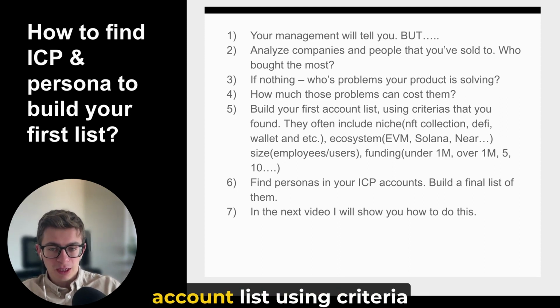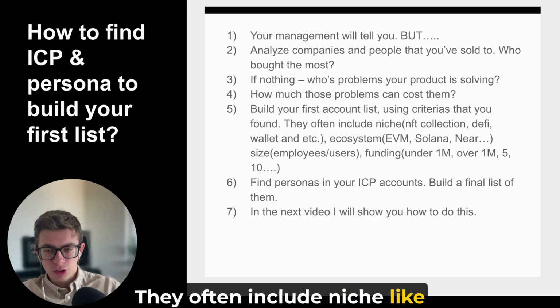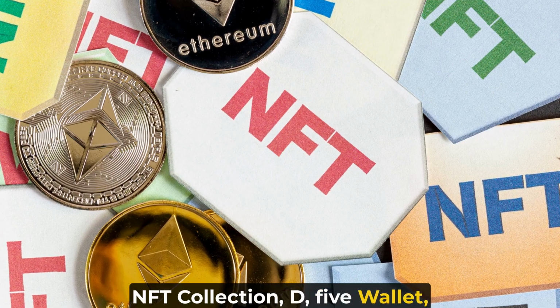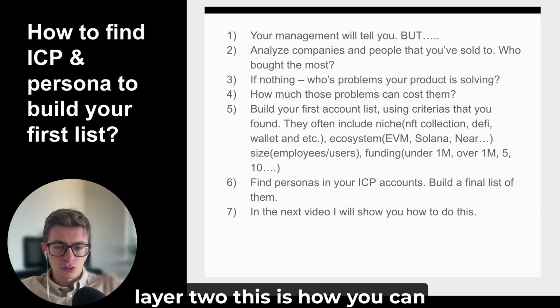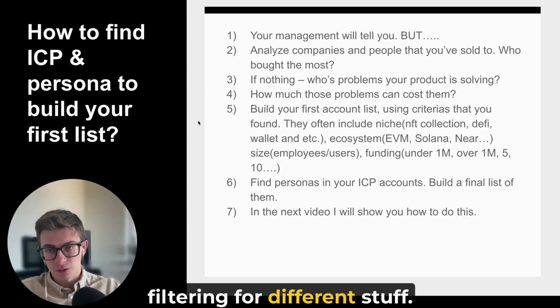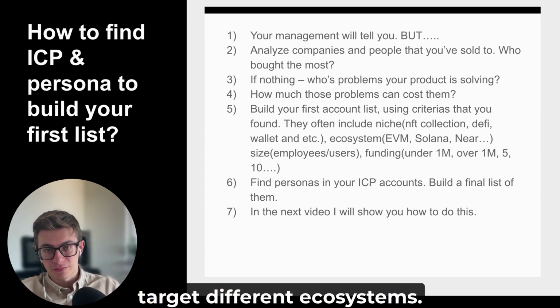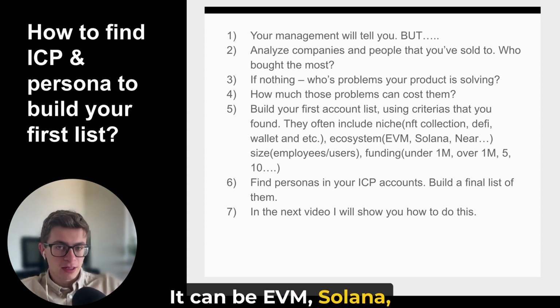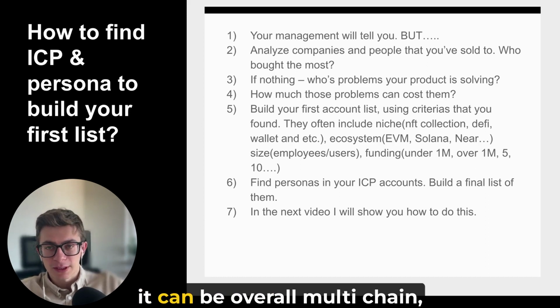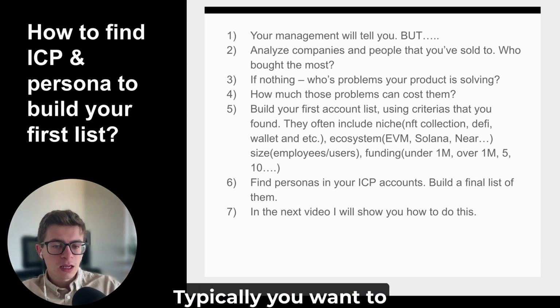You need to build your first account list using the criteria that you found. They often include niche, like NFT collection, DeFi, wallet, centralized finance, layer 2. This is how you can build and create a lead list. You are filtering for different things. Then you can also go for ecosystems, because you can target different ecosystems. It can be EVM, Solana, Near, Cosmos. It can be overall multi-chain, where it doesn't matter who you sell to.